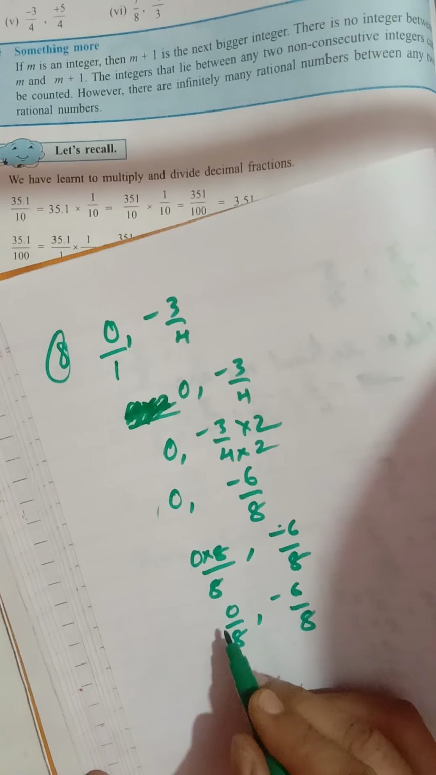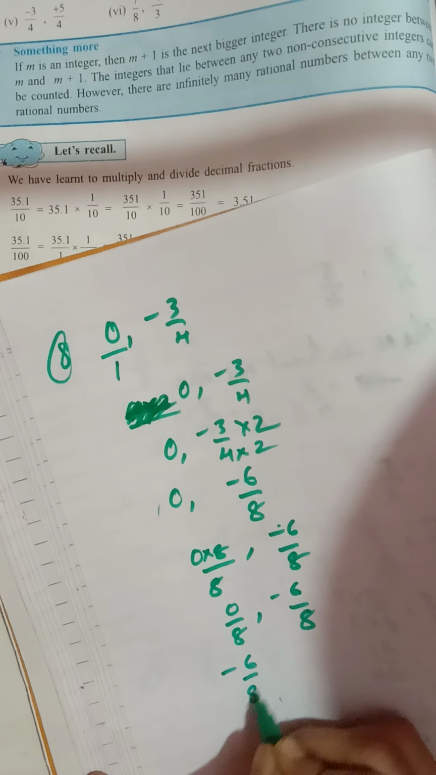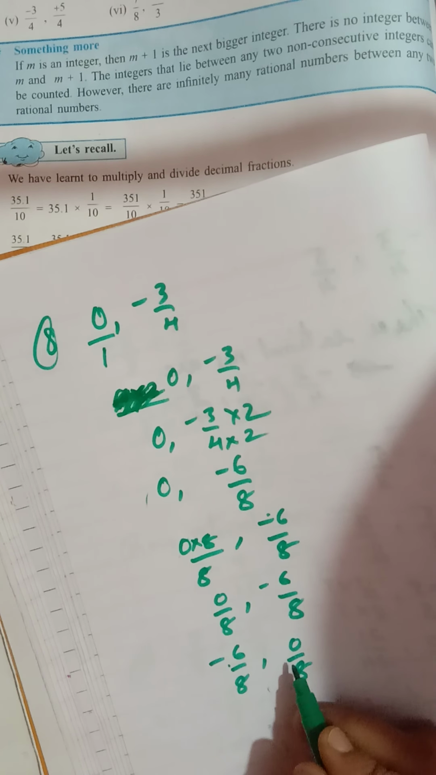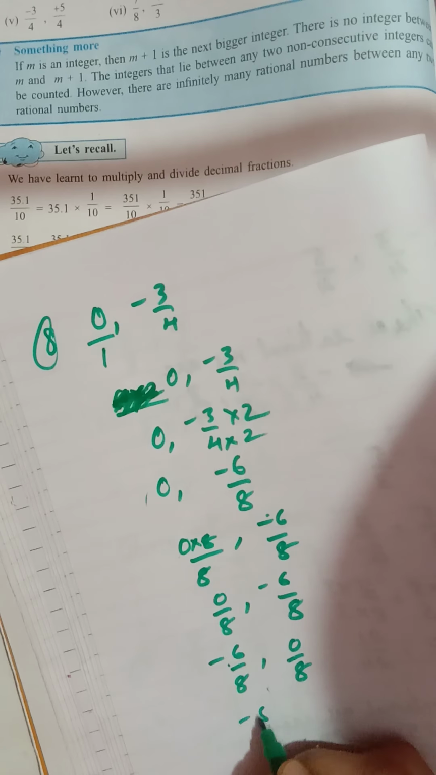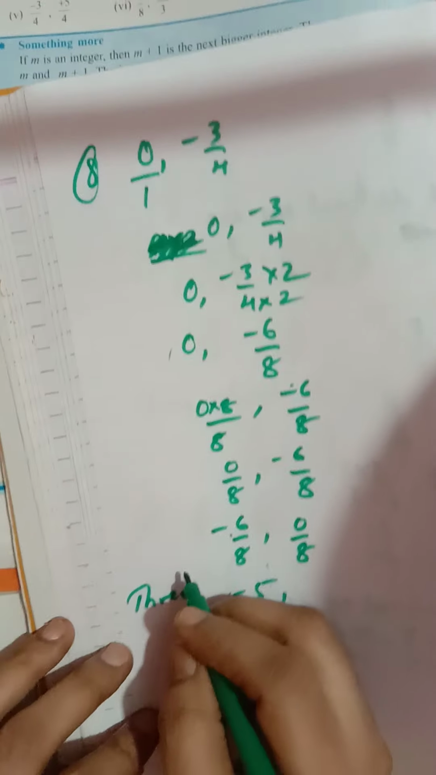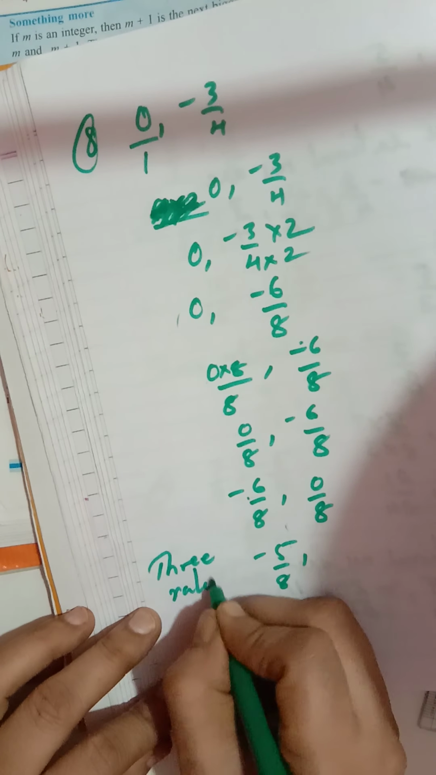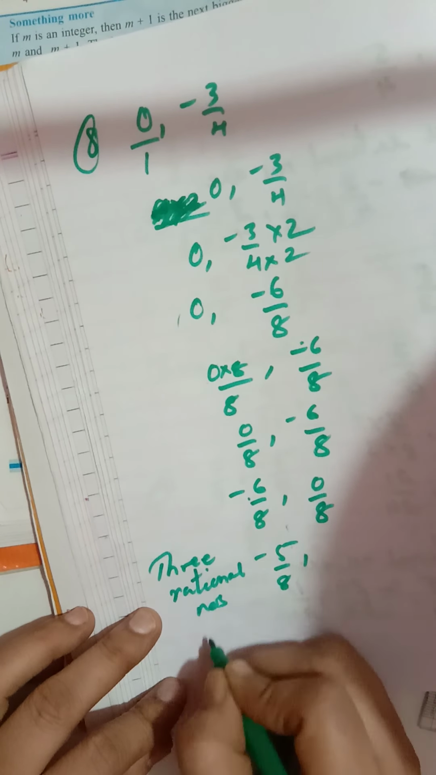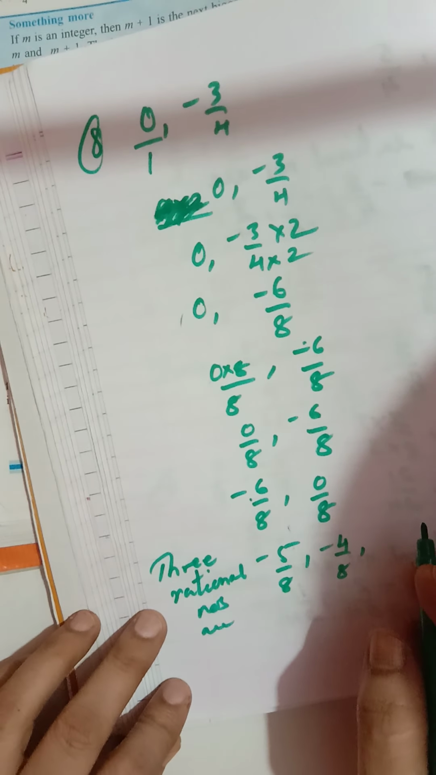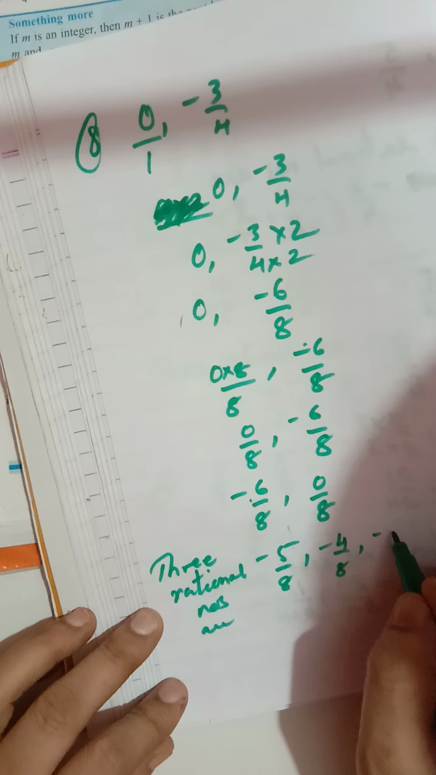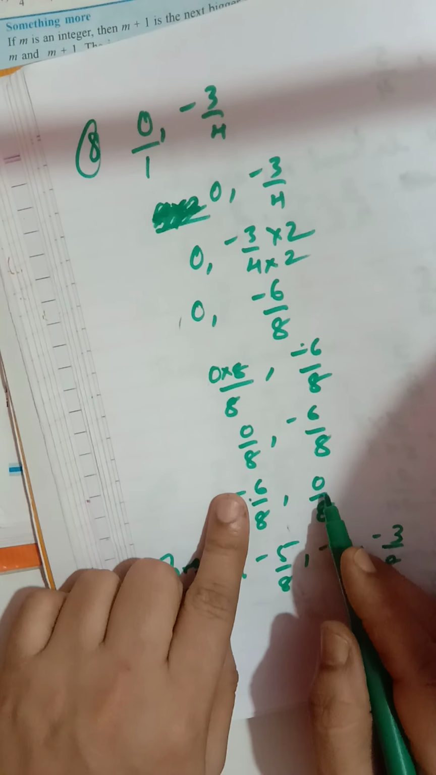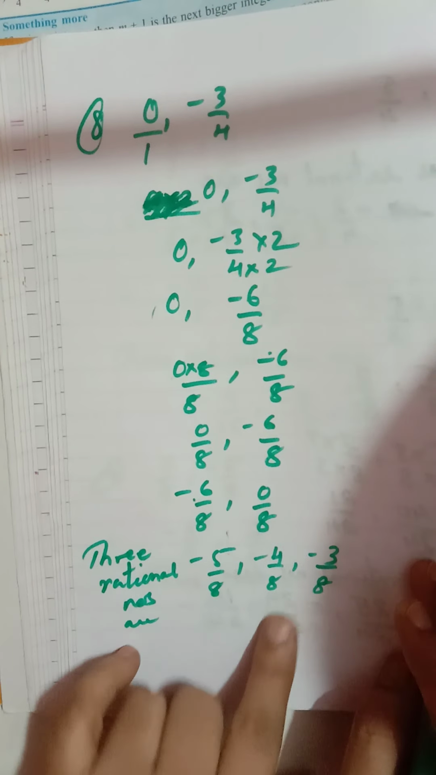But between this minus 6 upon 8 and 0 upon 8, we write the smaller number first. A negative number is always smaller than zero, right? So we can write minus 5 upon 8. The three rational numbers are minus 5 upon 8, minus 4 upon 8, and minus 3 upon 8, all negative. Any numbers you can take between minus 6 and 0.